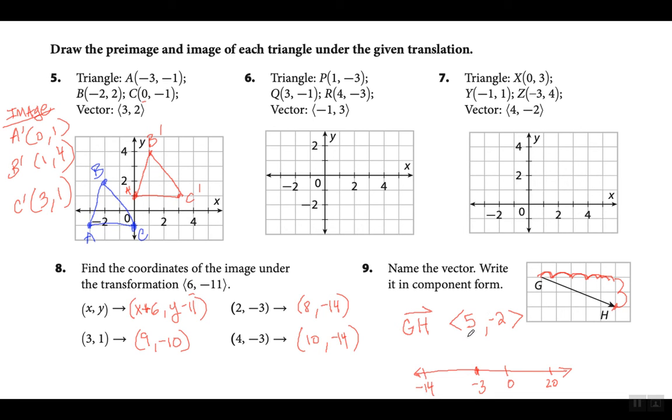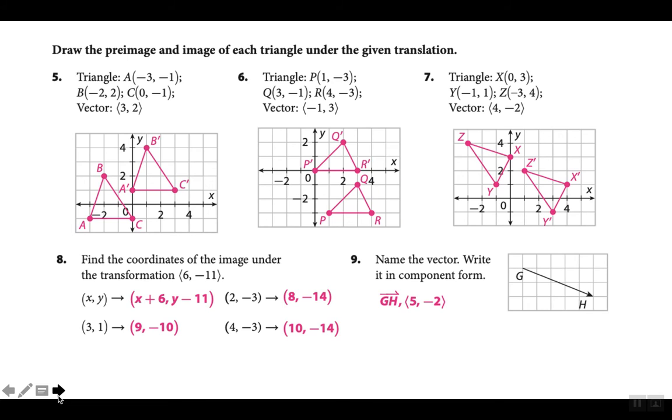Since the x-coordinate, you've got to move it to the right 5 times, that means you add 5 to all the x-coordinates. And for the y-coordinate, since this vector is telling us to move the figure down 2 units, that means from the y-coordinate, you've got to subtract 2. All right, moving on. Those are the answers, which will be uploaded in the PowerPoint.